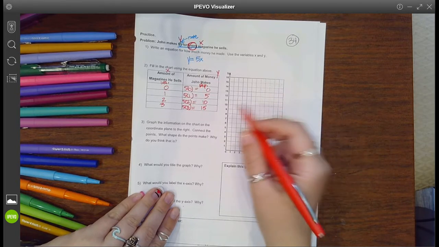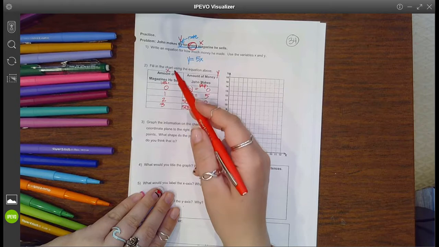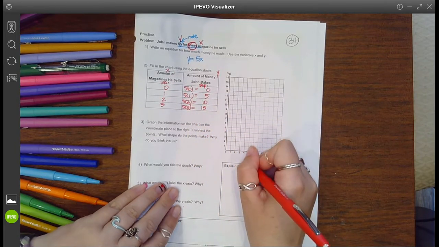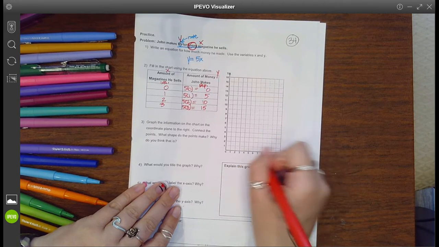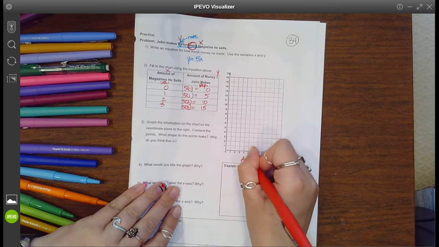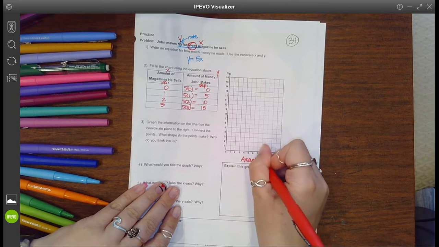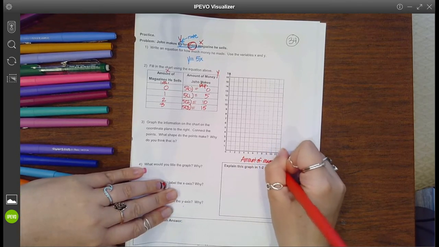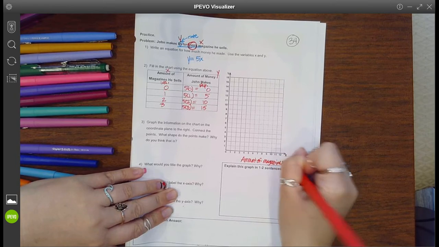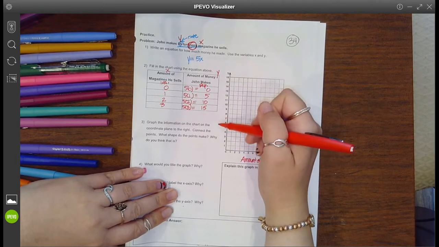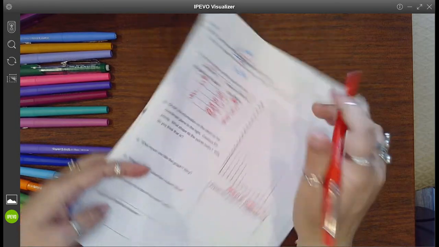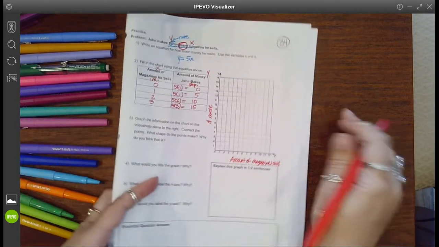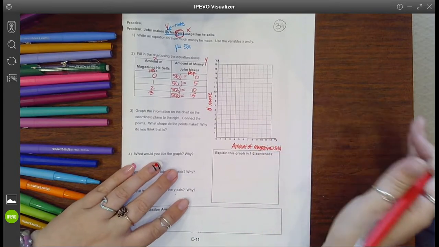So which one's what? Which one tells me up or down? Well, if this is my x, then this is talking about the amount of magazines sold. And this right here is talking about the money made. Now I know what to do.